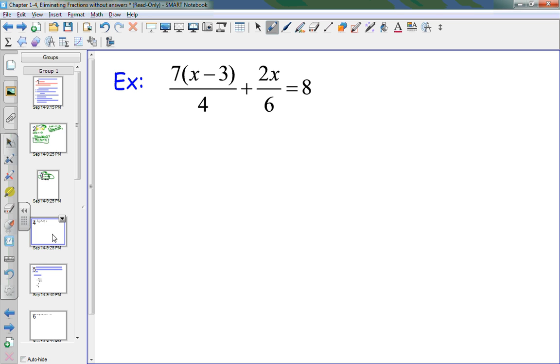Six. Okay, now, step one, do what? Locate your fractions. So what is my least common denominator between 4 and 6? 12. It is 12. That is your smallest. Do we all understand that? So what am I going to do to this entire thing?